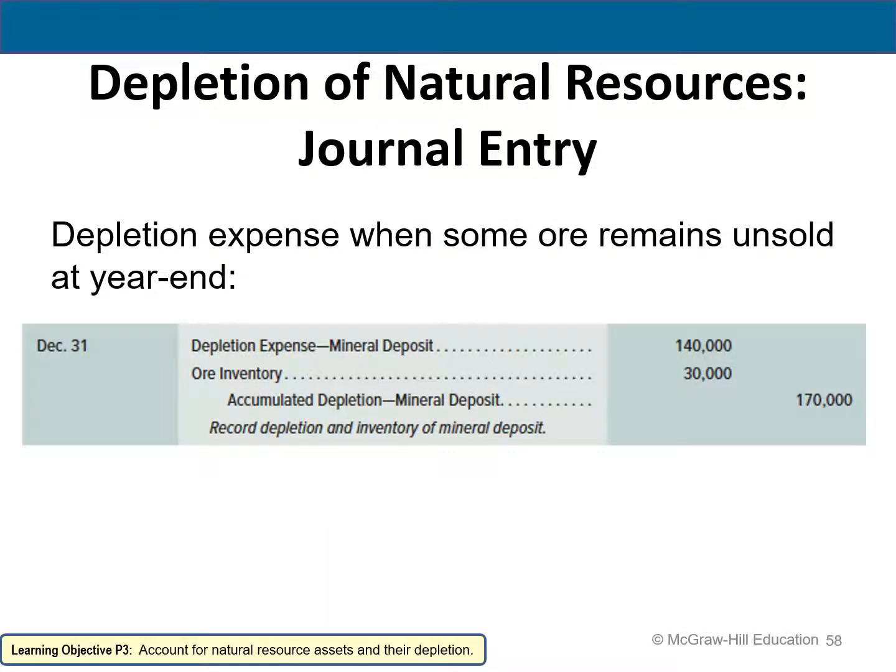All right, so depletion expense when some of the ore remains unsold at the end of the year. So depletion expense, let's say that we have $30,000 that's still not been sold. We're going to record depletion expense only equal to the amount that's been sold, and the rest of it's going to be called ore inventory. $30,000, and you'd have accumulated depletion of 170,000. Okay.